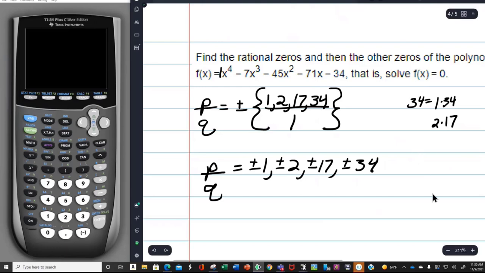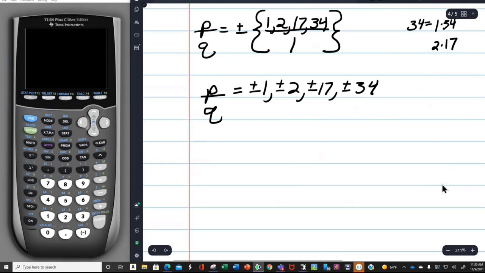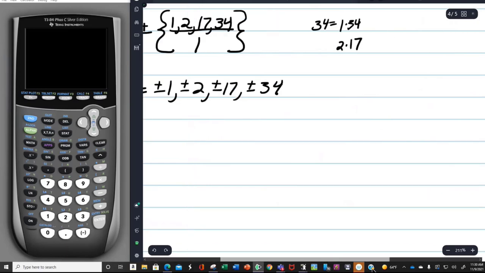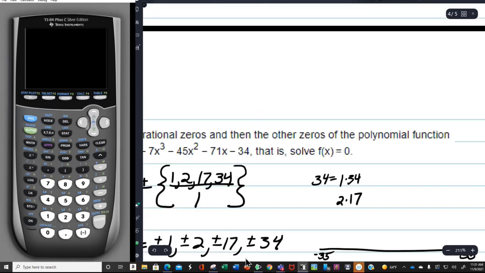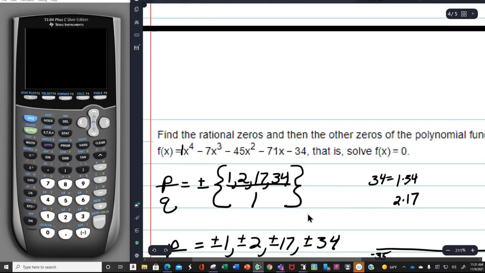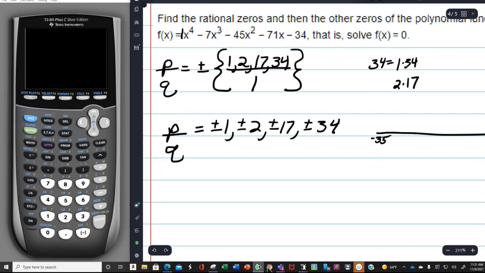So for that reason, just to get a quick view when I graph, I'm going to extend my x-axis from negative 35 to positive 35, just in case 34 or negative 34 is one of those zeros. So here we go, back up here.